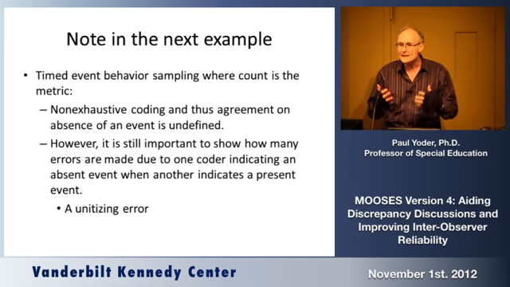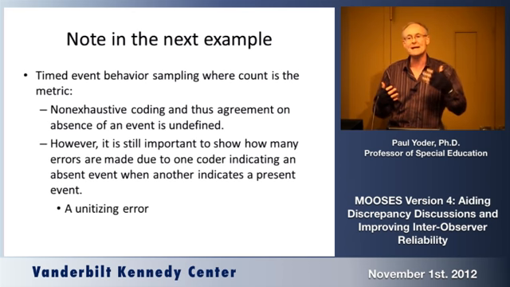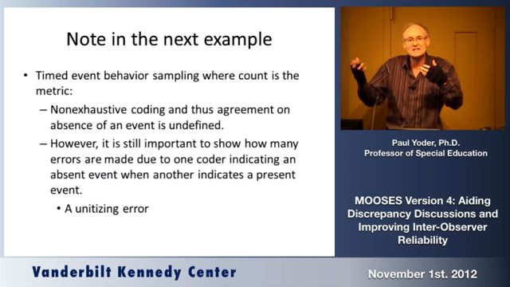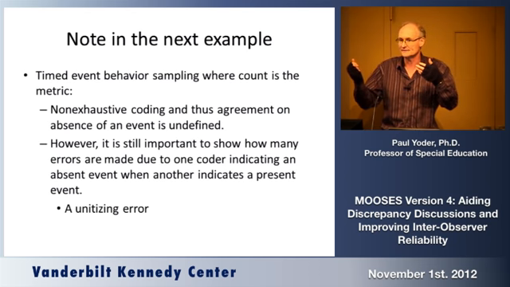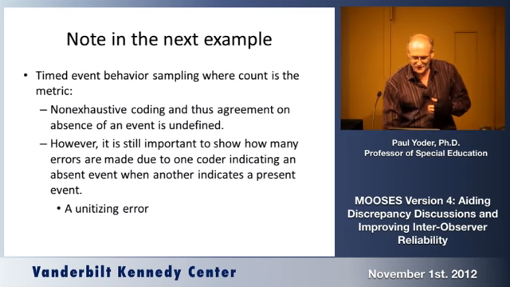However, it's still really important to know how many errors are made due to one coder indicating that an event of relevance, in other words, a codable event occurs, but the other one doesn't see a codable event there. Okay? And that's called a unitizing error.